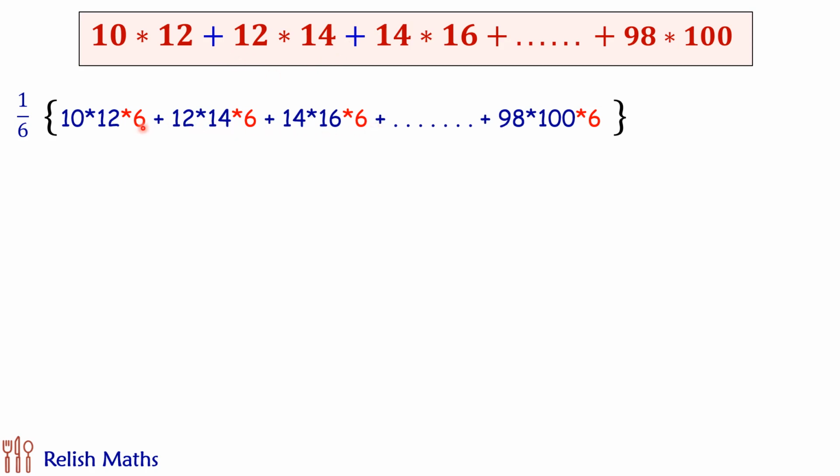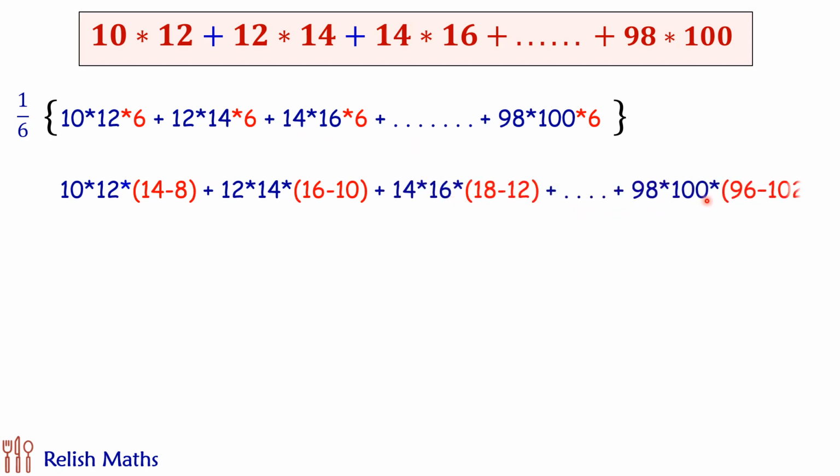So we'll replace each 6 with the numbers by which the 6 are coming. So this first term, if you see, will be 10 times 12 times, instead of this 6 we'll write 14 minus 8. Same way here we'll write this 6 as 16 minus 10 and so on. For the full series we are writing it down, and of course we'll have to divide the full series by 6. Now here we'll open the bracket.